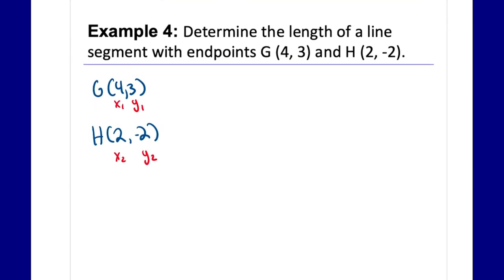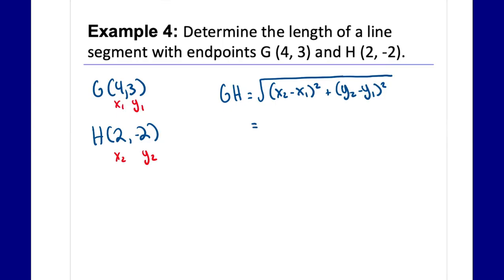So now I can look for my length. I can call it GH. So GH, or the length of GH, is going to equal the square root of x2 minus x1 squared plus y2 minus y1 squared. I'm going to plug in my values.